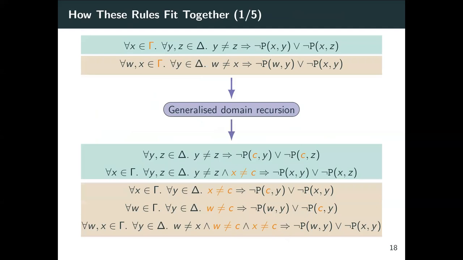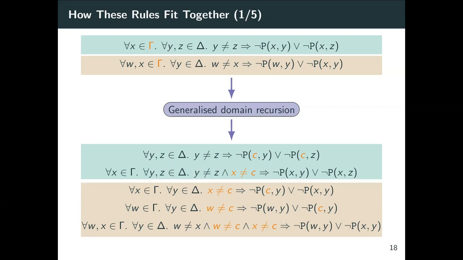Here is a larger example of how these compilation rules fit together. Previously I discussed counting injections. This is a slightly shorter formula for counting partial injections. So we no longer have this requirement that for all X, there is a Y. First, we do generalized domain recursion. So we pick this domain gamma.